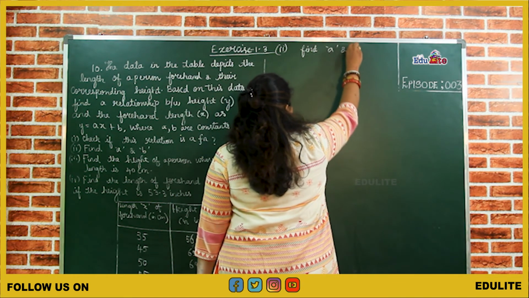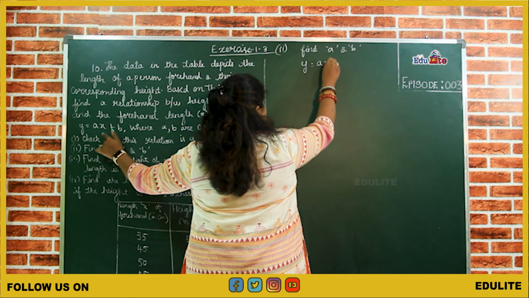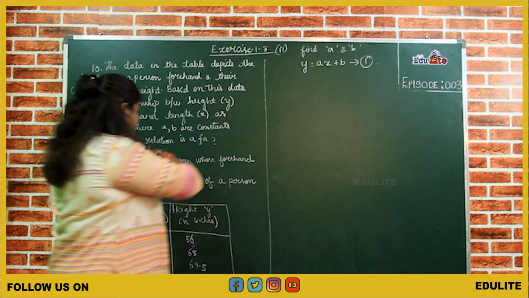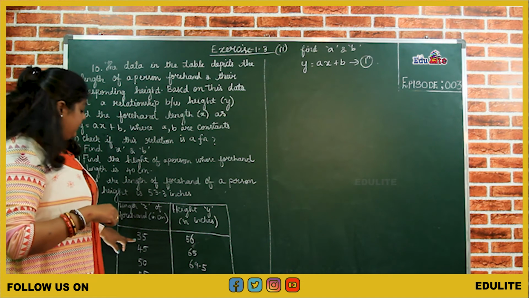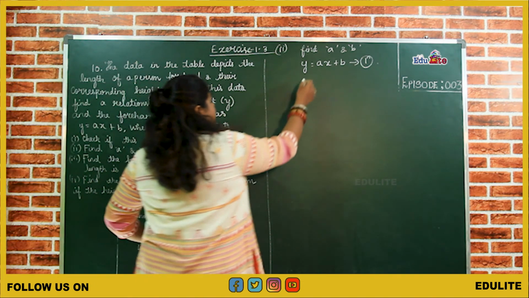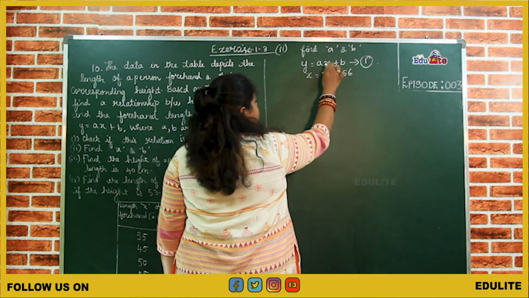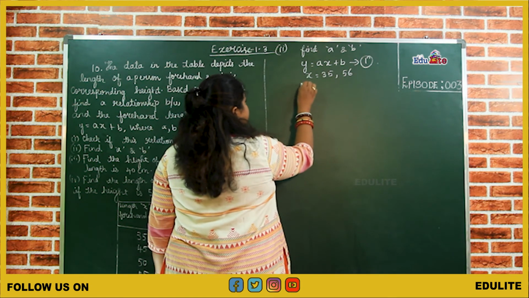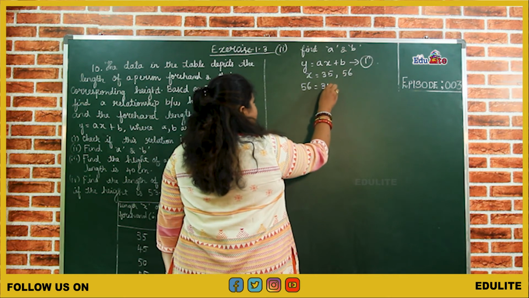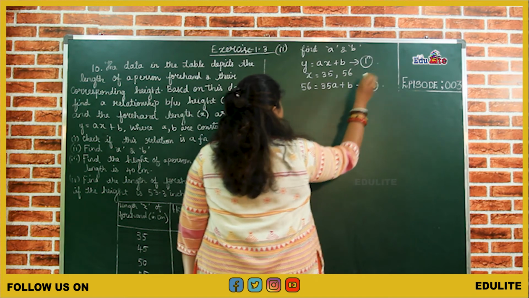We will use the given relation y equals ax plus b. This we will consider as equation 1. We will use the x value and y value. When x equals 35, the value of y is 56. We will take x equals 35, y equals 56, and substitute in this. The y value is 56, which equals 35a plus b. This we will consider as equation 2.